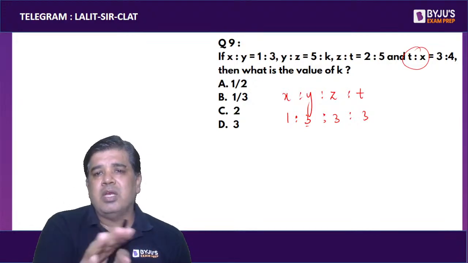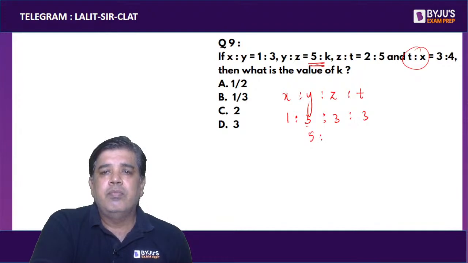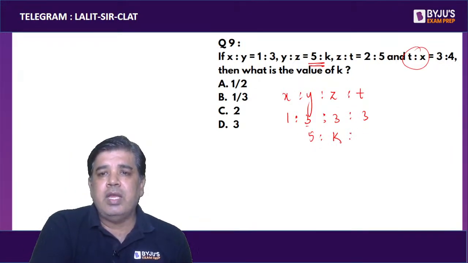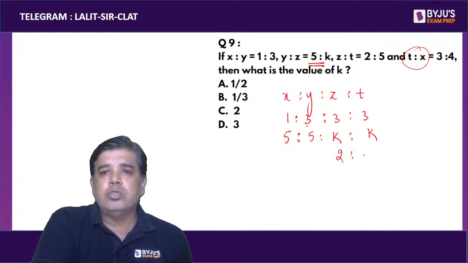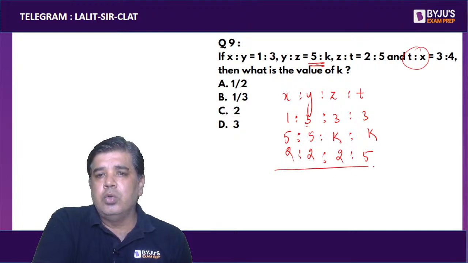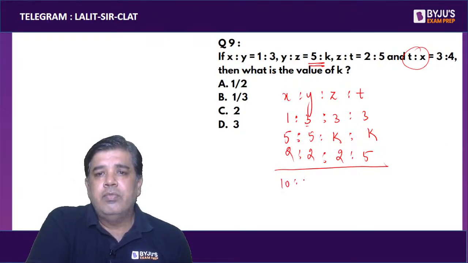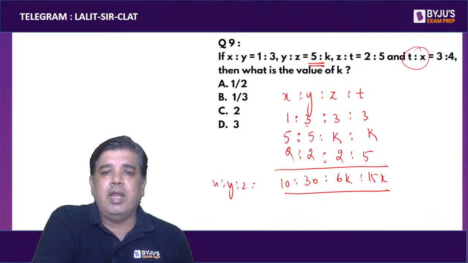That means after 3, whatever places are empty, fill them with 3. Second row is 5 is to k. This is the ratio of y and z. So write below y and z. After k, the empty places are filled by k, and before 5, the empty places are filled by 5. z to t is 2 is to 5. Before 2 the empty places are to be filled by 2. All are completed. Now multiply each column. 10, 15 into 2, 30, 6k, 15k. This is the continued ratio of x, y, z and t.